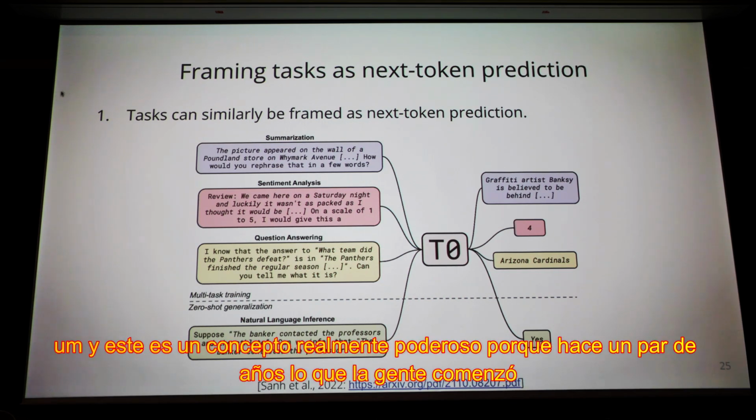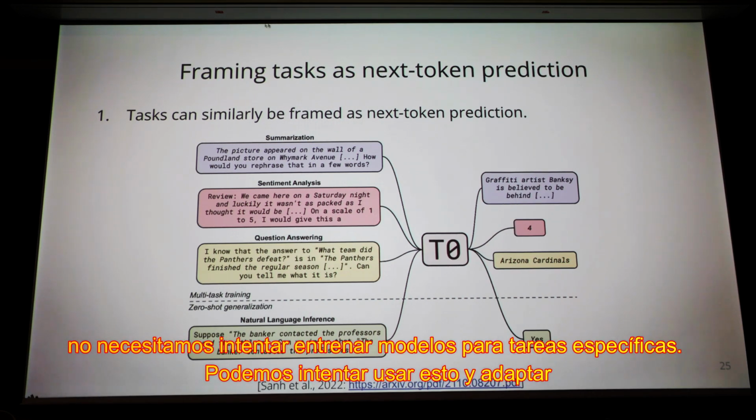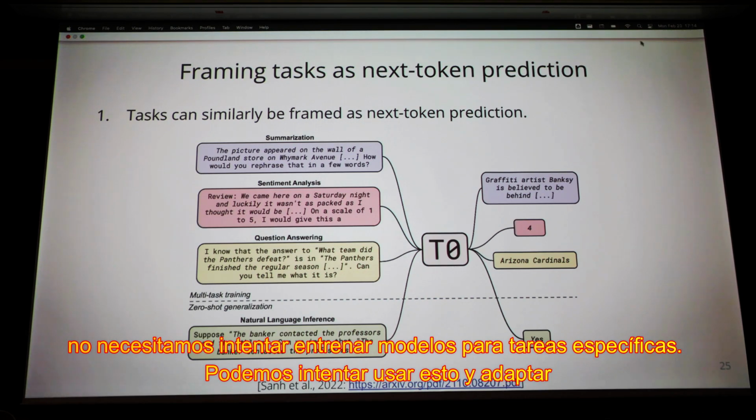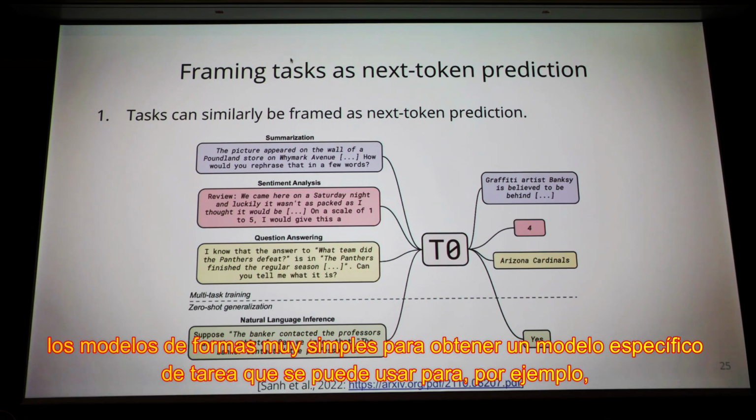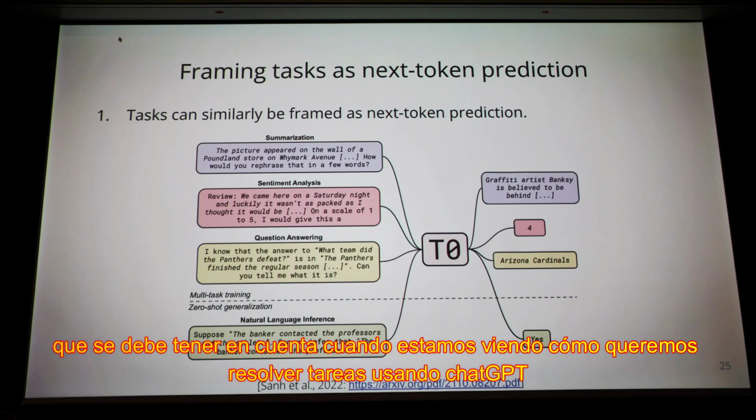And this is a really powerful concept, because around a couple of years ago, what people started realizing was, okay, if you train this really general purpose large language model, we don't have to try and train very task specific models. We can use this and adapt these models in very simple ways to get a task specific model which can be used for, say, medical question answering or for search engines and so on, right? So this is the main framework you should keep in mind when we're looking at how we want to solve tasks using ChatGPT.